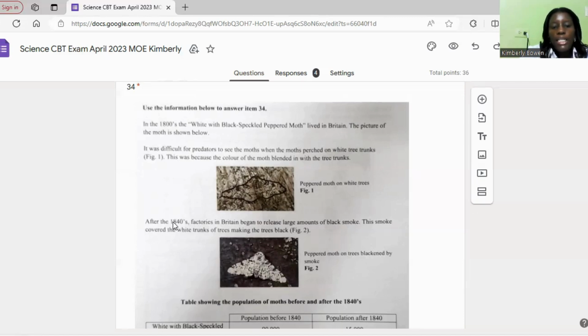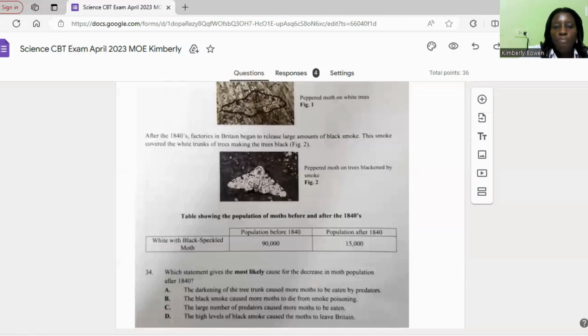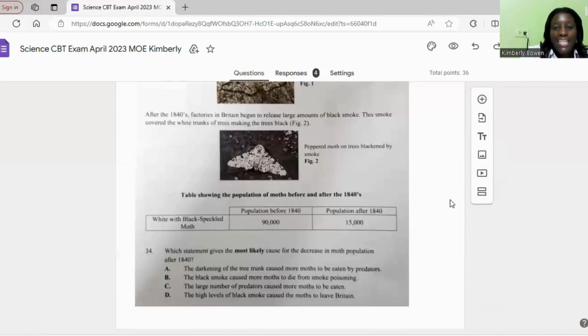After the 1840s, factories in Britain began to release large amounts of black smoke. This smoke covered the white trunks of the tree, making the trees black. Peppered moths on the trees blackened by smoke. So the table shows the population of moths before and after the 1840s. What am I reading? Table showing the population of the moth.